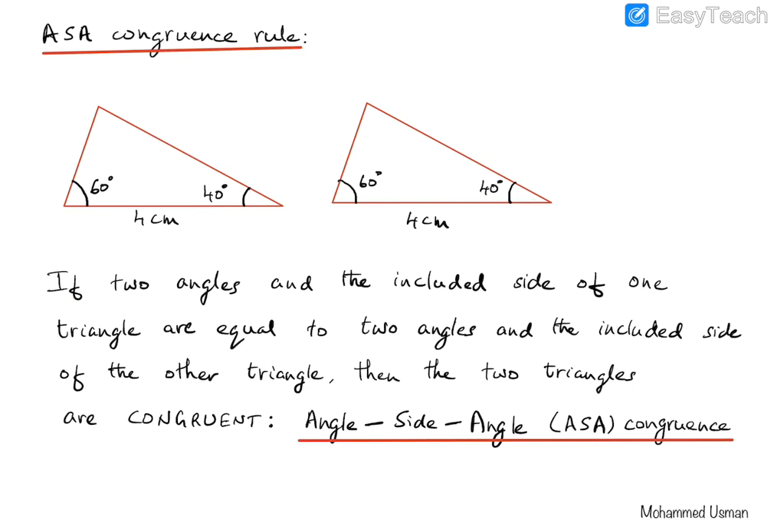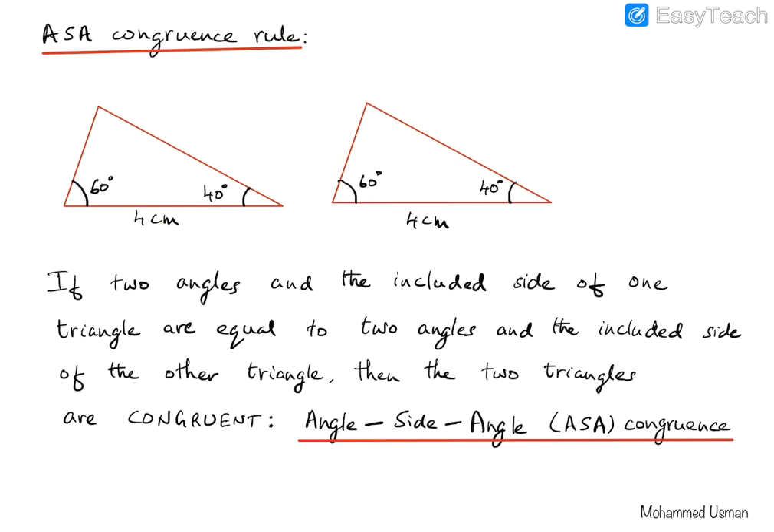So if two angles are equal, so there's an angle of 60 degrees, another angle of 60 degrees in the second triangle, there's an angle of 40 degrees in the first triangle, an angle of 40 degrees in the second triangle, and the side which lies between the two angles, so there is a side of 4 centimeters and 4 centimeters in the second triangle. You notice that this side, which has equal length in both the triangles, is lying between the equal angles. So it is lying between the 60 and 40 degrees.